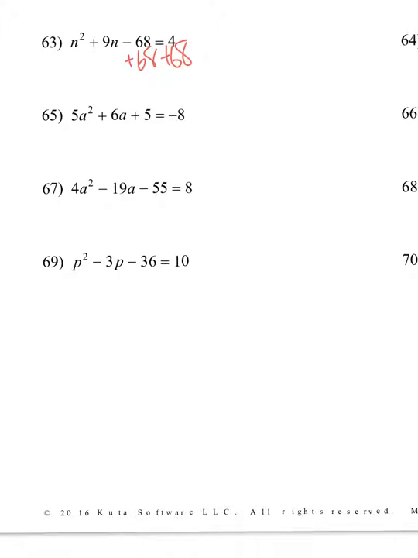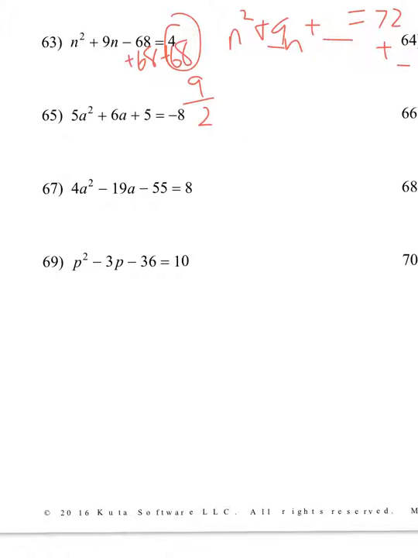Now, it wasn't a 0 on the other side, but I'm just going to combine my 4 and 68, so I get n squared plus 9n plus, I'm going to leave a blank there, equals 4 plus 68, which is 72. And I'm basically going to add something to both sides. Now, if you notice, we're going to take half of 9. Doesn't work out so nice. We're going to leave it as a fraction.